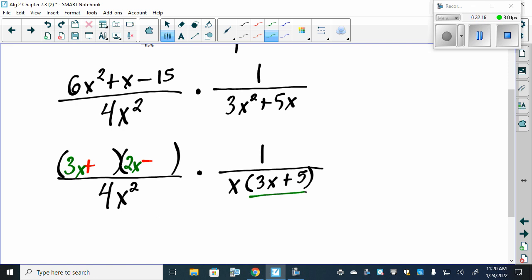And the factors of 15 are 5 and 3. So I can put the 5 with the plus and 3 with the negative. Because if I have it set up exactly this way, I have a 3x plus 5 on top and bottom. And if we wanted to make sure, because 3x times negative 3 would be negative 9x. Positive 5 times positive 2x is going to be plus 10x, which would give us a positive x, the middle term that we wanted.